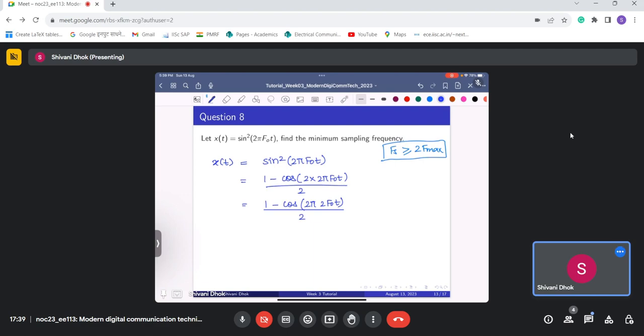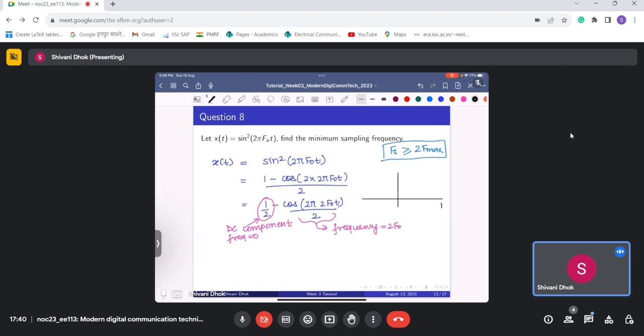Now observe this factor, let me write it like this, 1 by 2, 1 by 2. Observe carefully this factor. This is a DC component, and the frequency for a DC component is 0. So whatever frequency is being contributed is by this factor, and this has frequency 2f0.